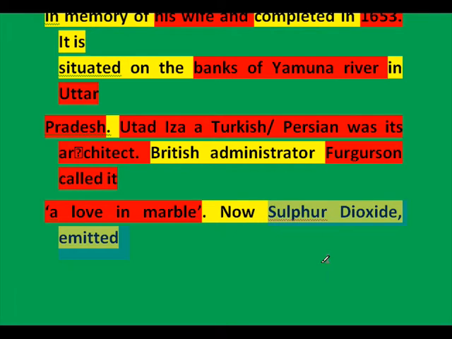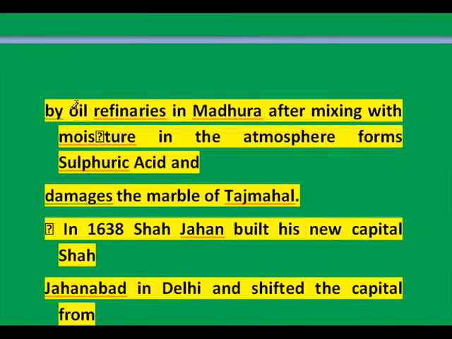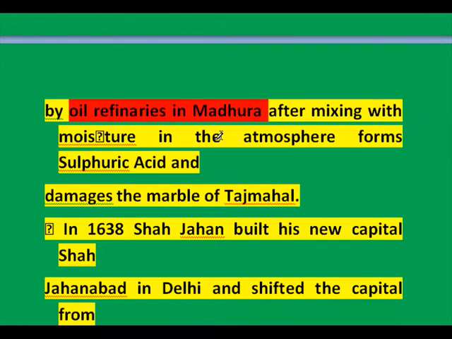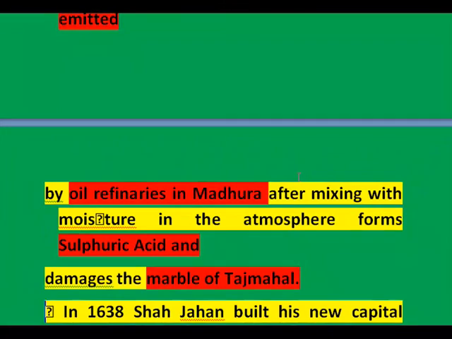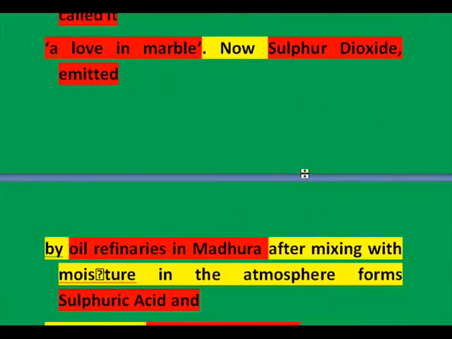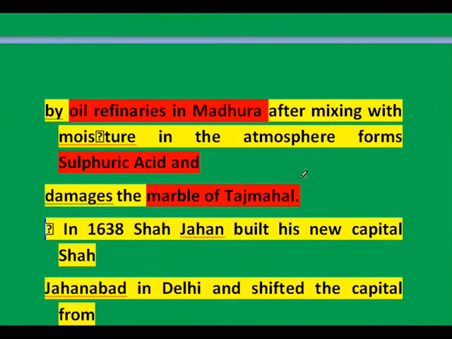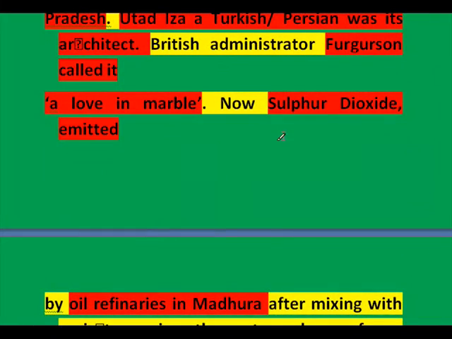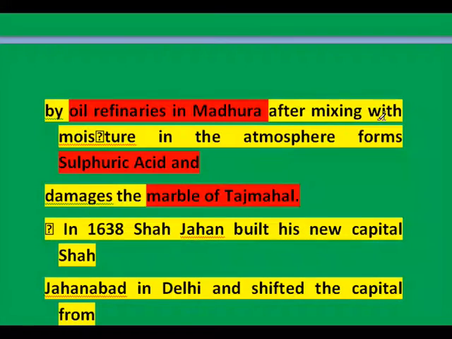Sulfur dioxide emitted by oil refineries in Mathura, after mixing with moisture in the atmosphere, forms sulfuric acid, and it damages the marble of the monument. So what mainly damages it? Sulfur dioxide plus moisture, forming sulfuric acid. Please remember.